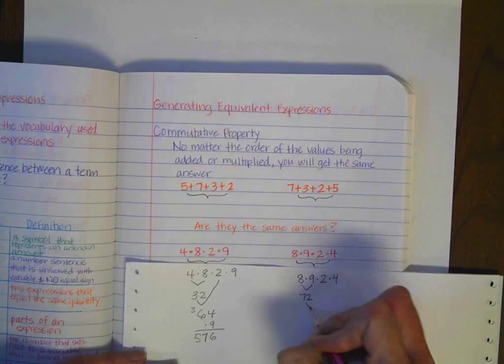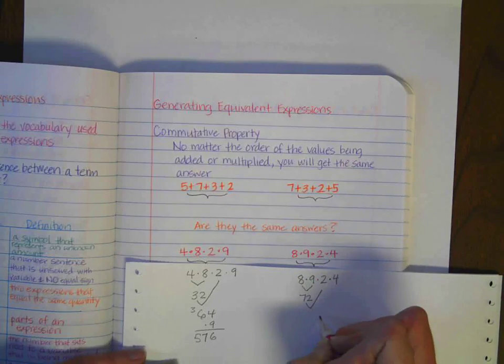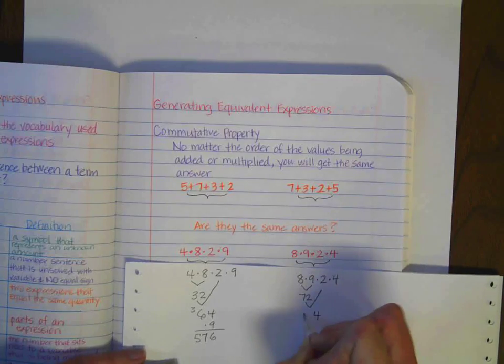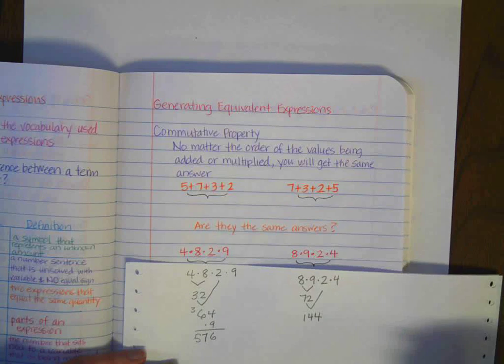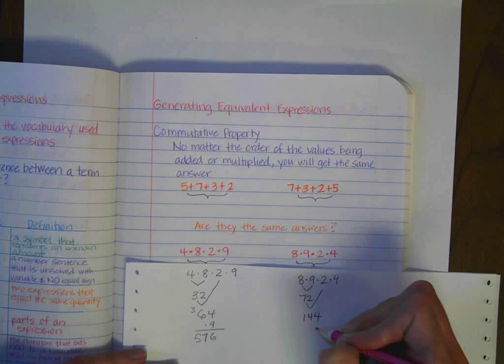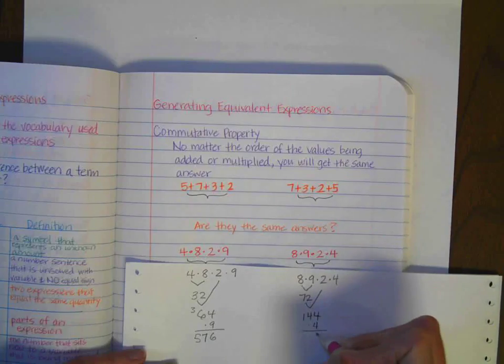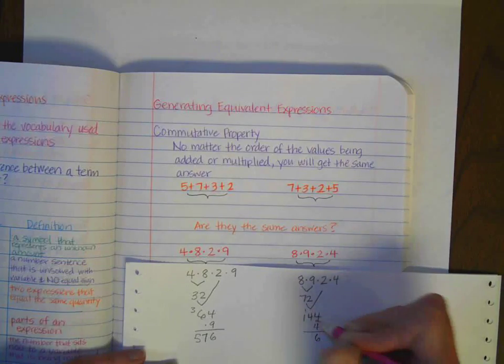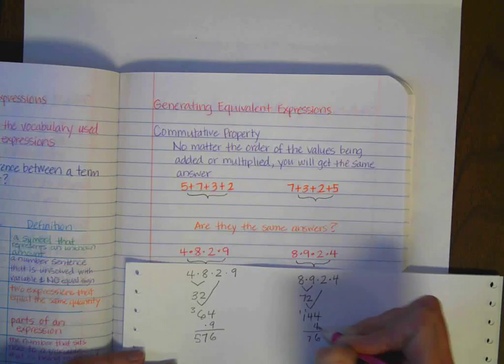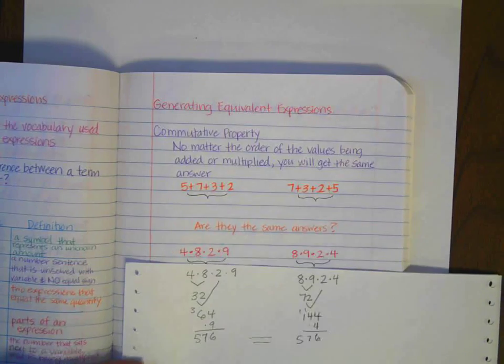Well, I know that 8 times 9 is 72. Then I know that 72 times 2 is 144. Okay? And now I have to multiply that by 4 and see what I get. 4 times 4 is 16. 4 times 4 is 16, 17. 4 times 1 is 4, plus 1 is 5.